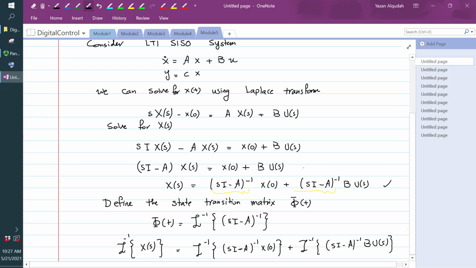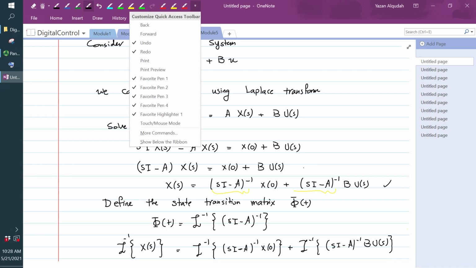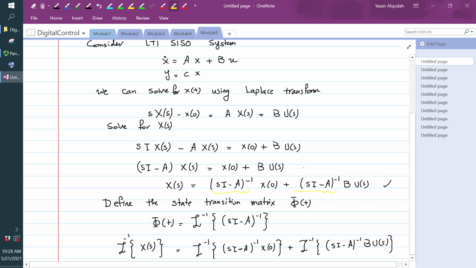However, on the second term, I have a function here and another function. I have two functions that multiply each other. This is one function and this is one function. Now I know multiplication in the Laplace domain, what is it going to be equivalent to in the time domain? It is going to be convolution. So when I take the inverse of these two functions multiplied by each other, in the time domain, that is going to be the convolution.